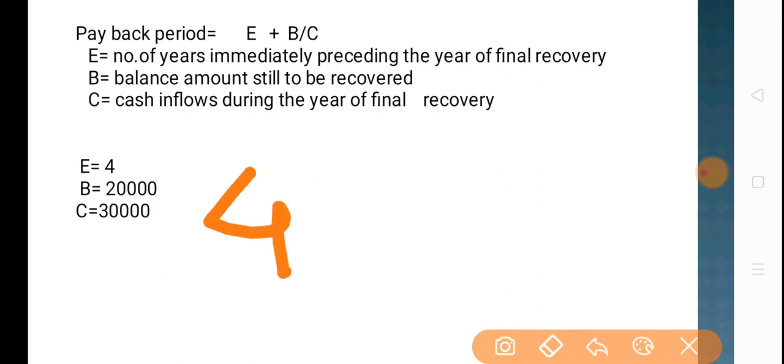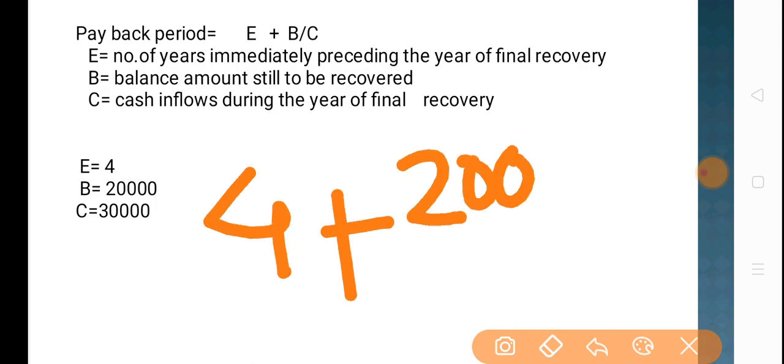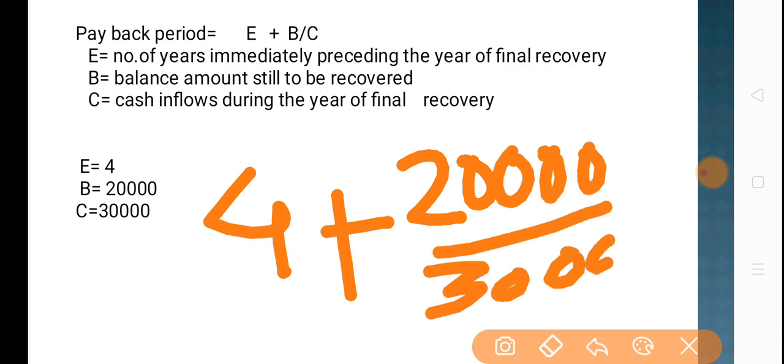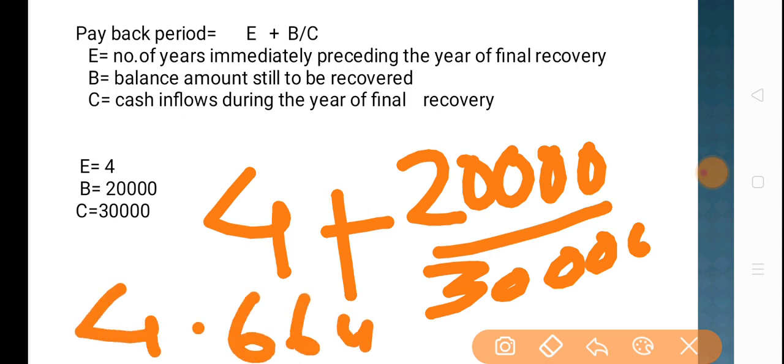Then 4 plus B by C. 20,000 divided by 30,000. So we will get 4.66 years. Okay, that will be the answer.